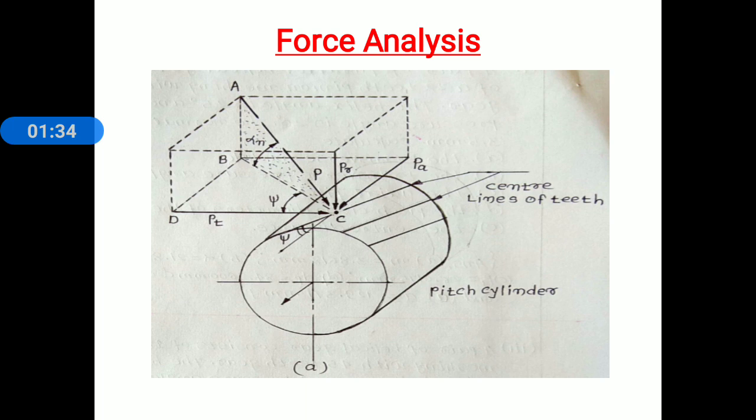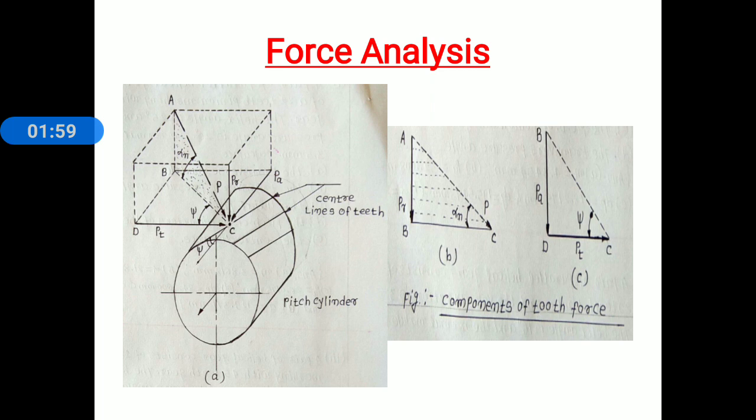In this sketch, the normal pressure angle alpha suffix n is in the plane ABC, and that plane ABC is shaded by the dots, while the helix angle psi is in the lower plane BCD. Now observe these three figures carefully: figure A, figure B, figure C. In figure B and figure C, we consider the normal pressure angle with respect to a plane and the helix angle with respect to a plane.